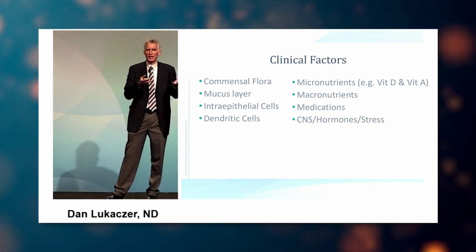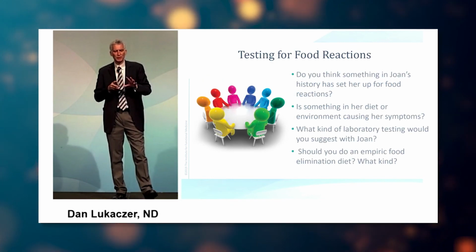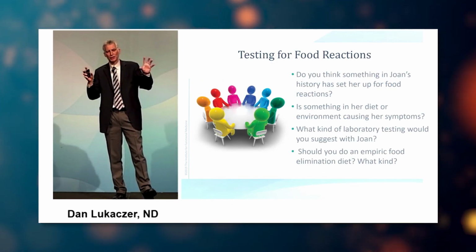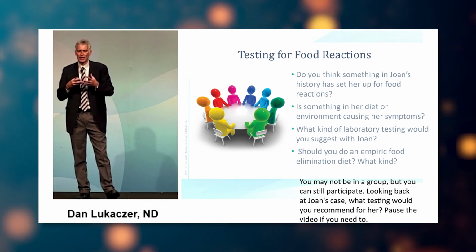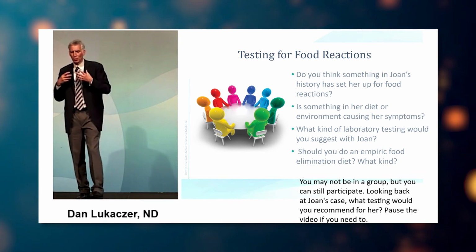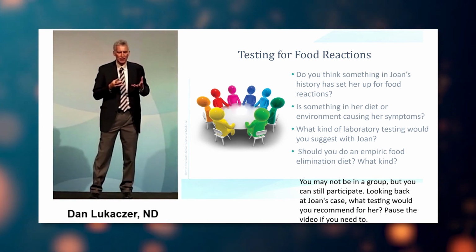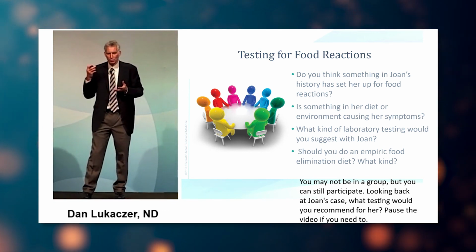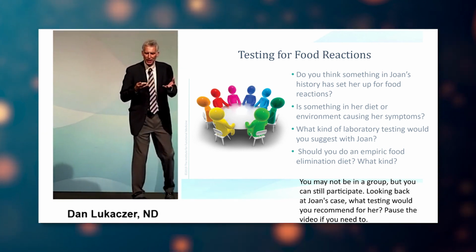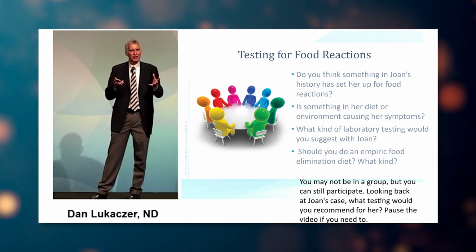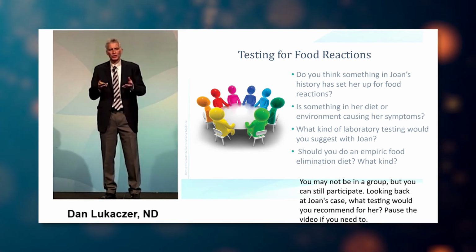So for 5 minutes, what I want you to do, let's go back to Joan. And so now let's think about her again in her case. And so in each table, what kind of laboratory testing from what I went over would you suggest that Joan should have, or you might want to have, or would you do some sort of just elimination diet? And so there's not necessarily a correct answer here, but I want you to talk about that for 5 minutes and see what you come up with.